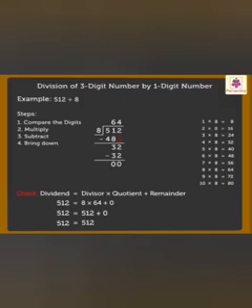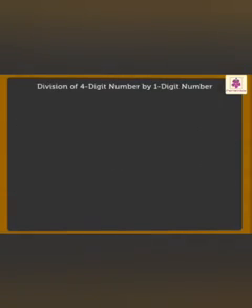How about solving one more example? But this time, we will take a 4-digit number. It would be interesting. What is 6,326 divided by 2? Children, here also we will use the same process explained in the previous example.